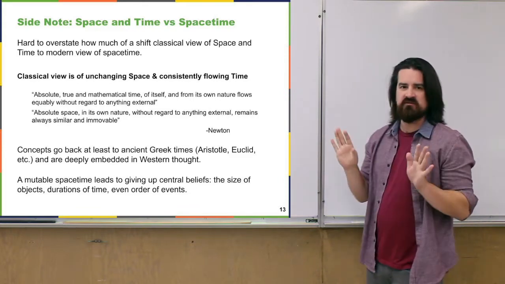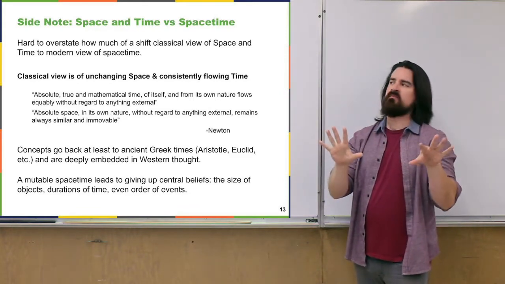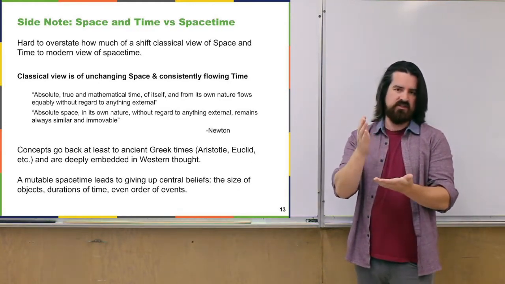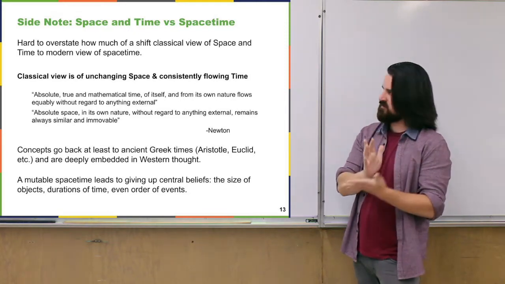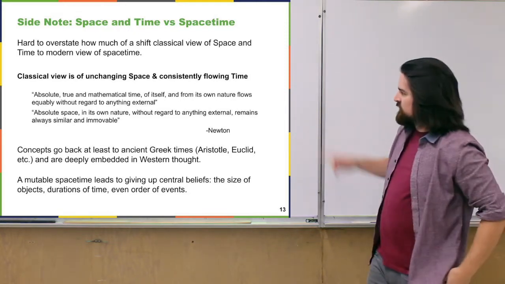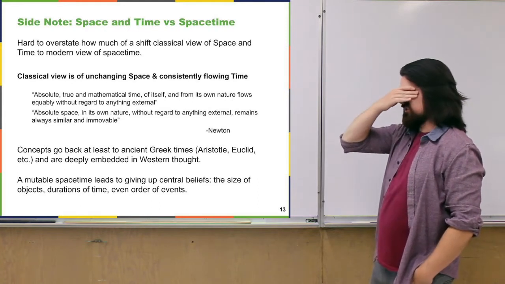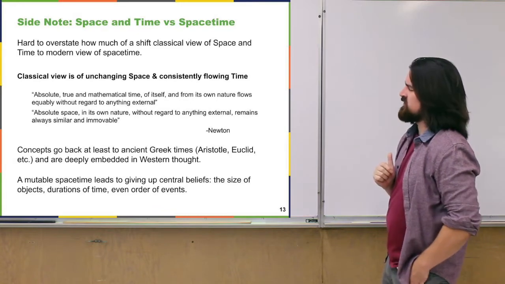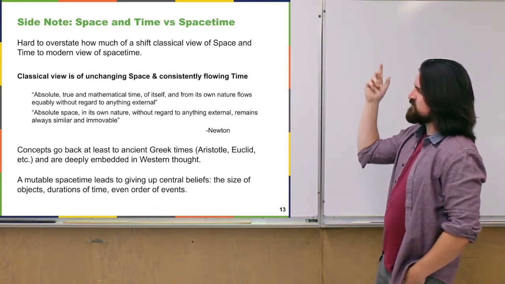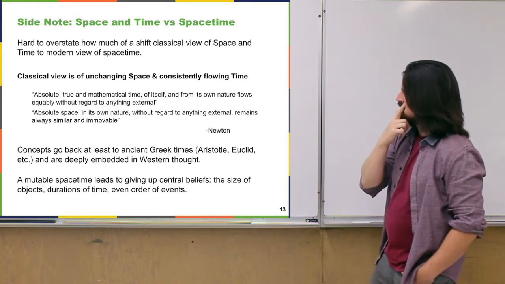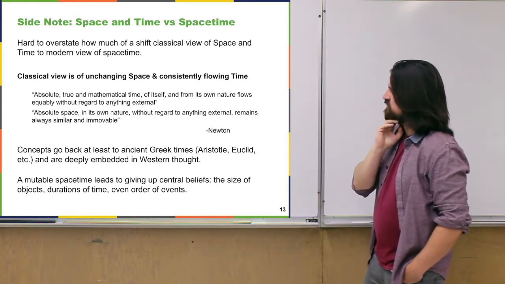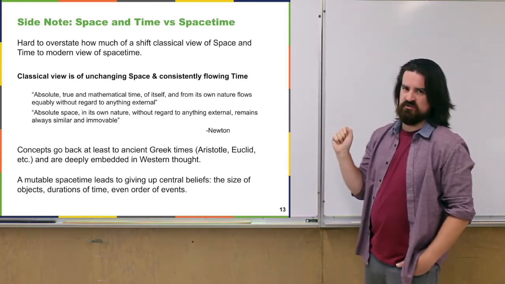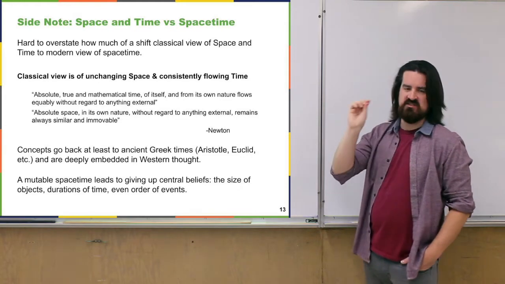Space is unchanging, it's absolute, always the same. Time always flows at a constant rate. It ticks away 1 second, 2 seconds, 3 seconds, everywhere throughout space regardless. Right? Time is just consistently flowing. And there's some quotes from Newton, I think in his Principia, where he was describing his theory of gravity. He talks about absolute, true, mathematical time of itself and from its own nature flows equally, without regard to anything external. Right? Say that time is just this consistently flowing thing.